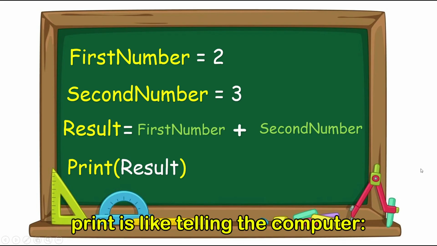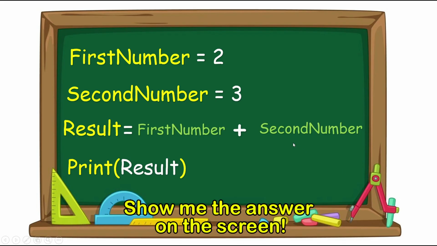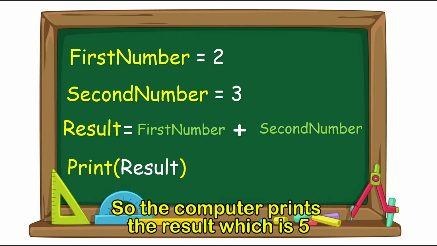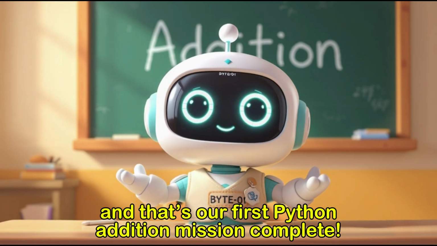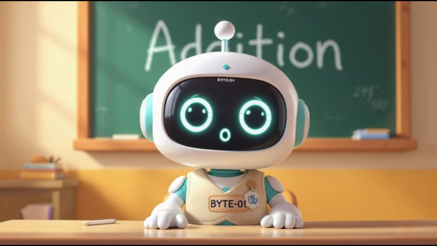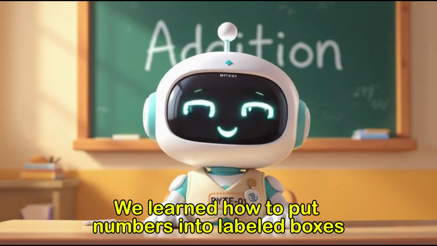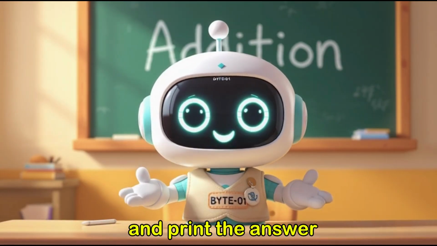Print is like telling the computer, show me the answer on the screen. So the computer prints the result, which is 5. All right, and that's our first Python addition mission complete. We learned how to put numbers into labeled boxes, add them together, and print the answer.